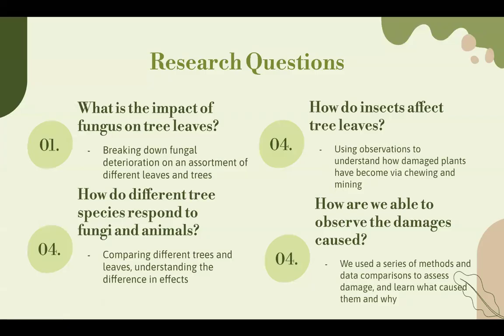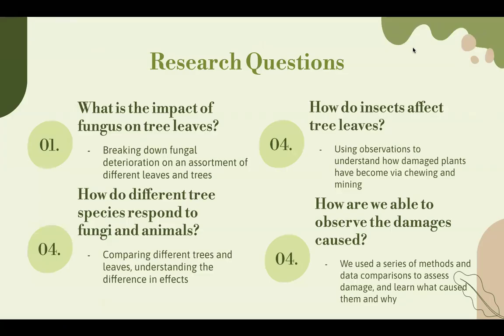How do insects affect the tree leaves? We use our observational skills to detect the different kinds of effects that insects were having. Some examples of the kinds of damage were chewing and mining. Chewing is pretty self-explanatory. Insects were taking bites out of the leaves, and mining is like drilling through the leaf and leaving small holes in it. Those were just two of the ones we saw the most.